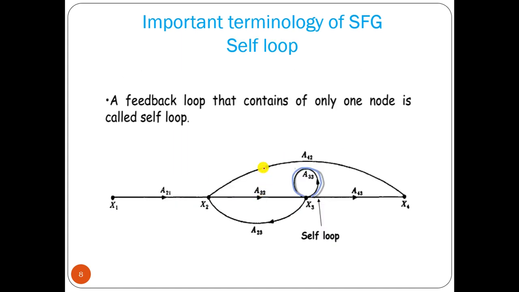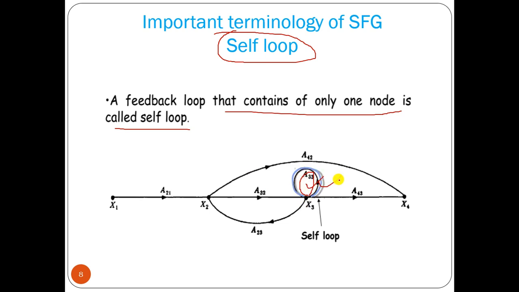So another loop is there, that is called self loop. That means it starts from same node, terminates at same node, but without traveling to any other node, okay. A feedback loop that contains only one node is called self loop. So this is the example of a self loop, okay.